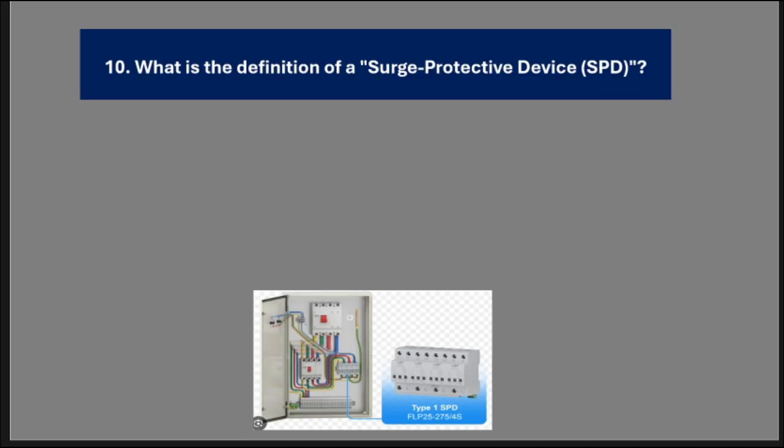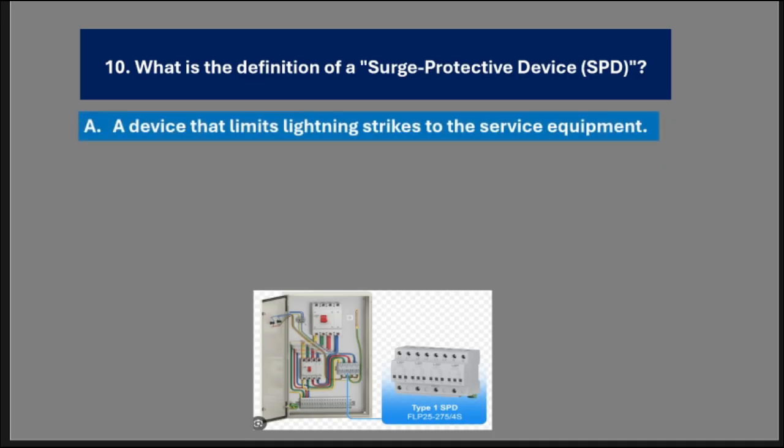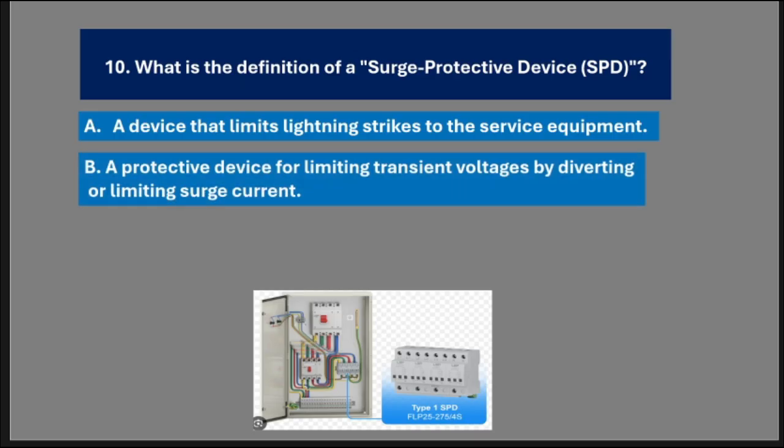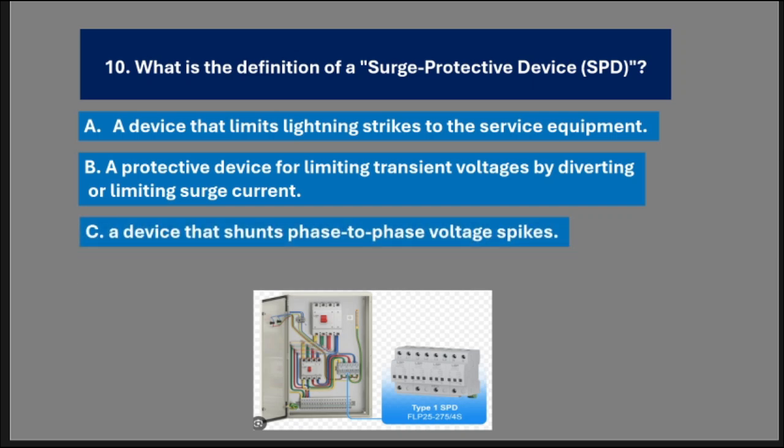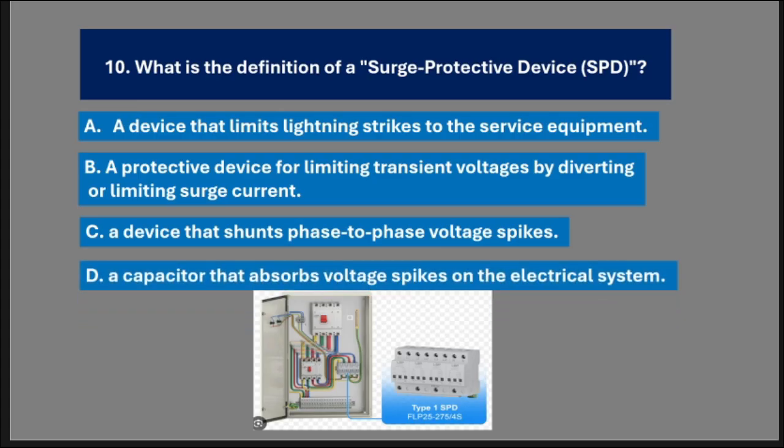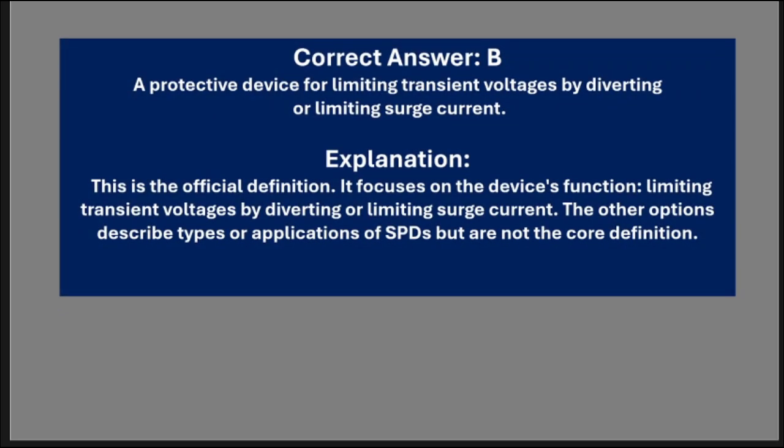Number 10. What is the definition of surge protective device, or SPD? A. A device that limits lightning strike to the service equipment. B. A protective device for limiting transient voltage by diverting or limiting surge current. C. A device that shunts phase-to-phase voltage spikes. D. A capacitor that absorbs voltage spikes on the electrical system. Correct answer B. A protective device for limiting transient voltage by diverting or limiting surge current.